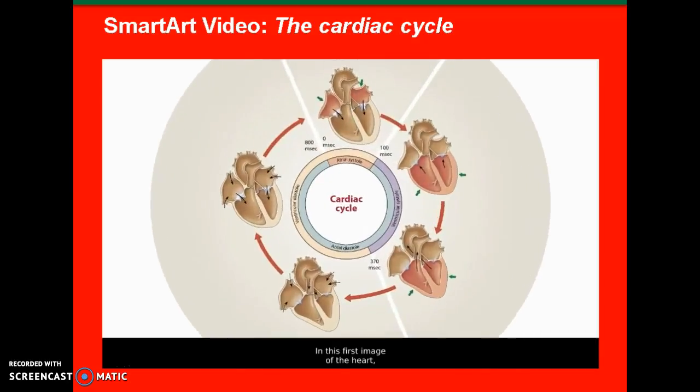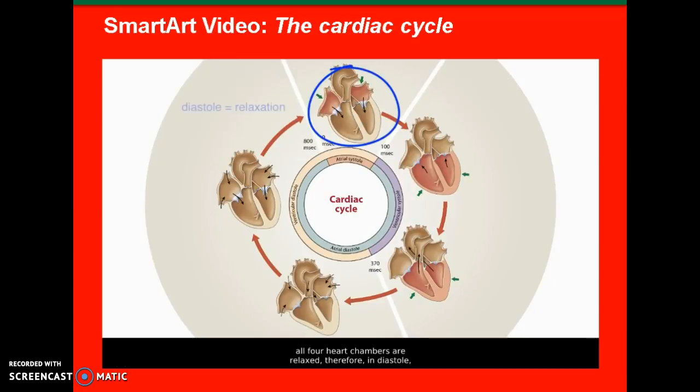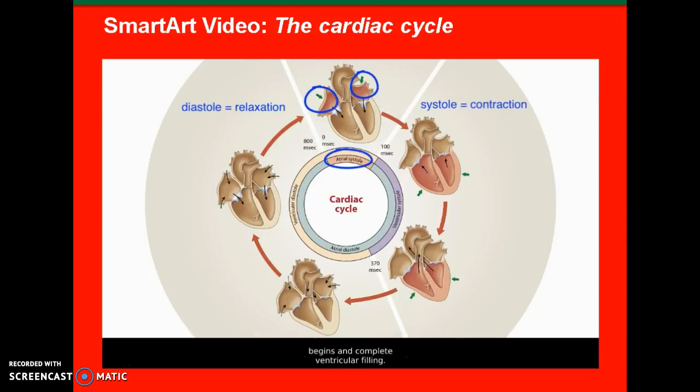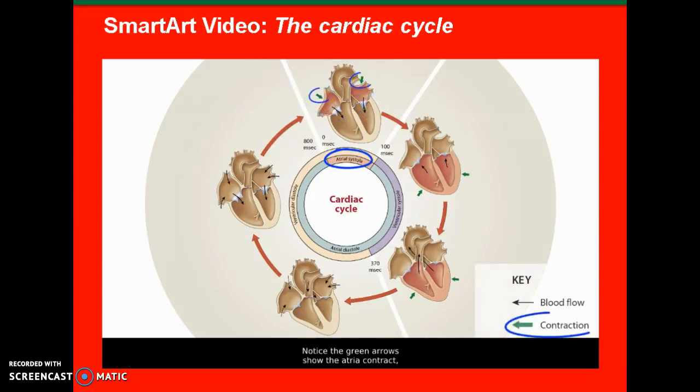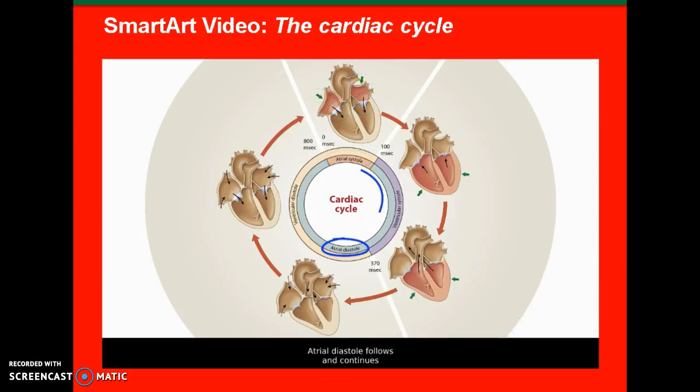In this first image of the heart, all four heart chambers are relaxed, therefore in diastole, and partially filled with blood. Atrial systole, also known as contraction, begins and completes ventricular filling. Notice, the green arrows show the atria contract, and the black arrows indicate blood flowing into the ventricles. Atrial diastole follows and continues until the next cardiac cycle begins.